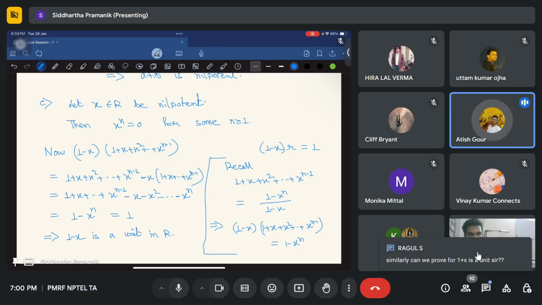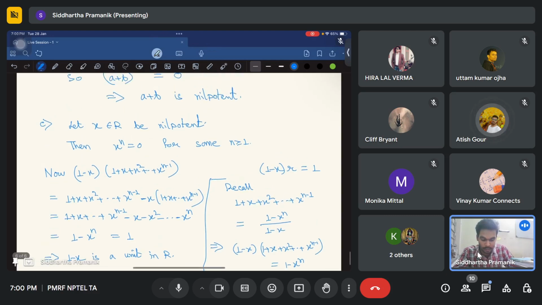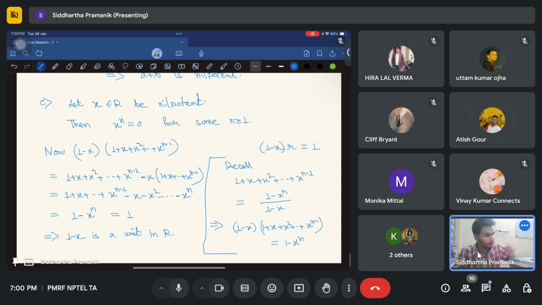Sir, can you please explain what is the relation between unit and nilpotent element? Relation between unit and nilpotent element. Yes, sir. These are two different types of elements. So an element which is a unit cannot be a nilpotent element. That I can say. Okay, sir. Yeah. Just a minute.